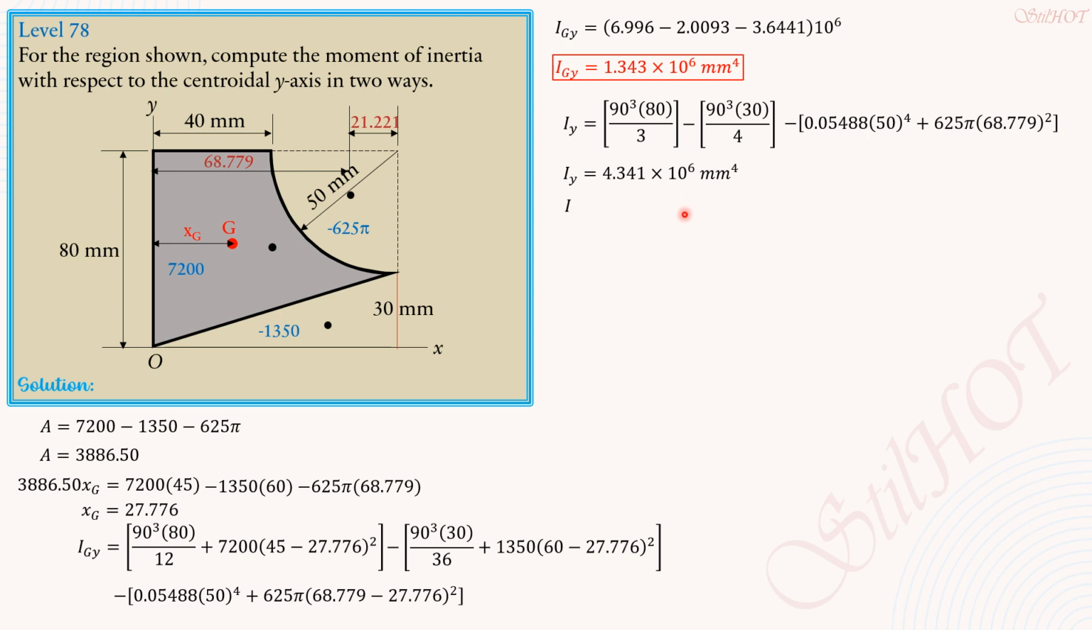Then equate to Iy equals Igy plus area xg squared, where area is 3886.5 and xg is 27.776 mm. So 4.341 times 10 to the 6 equals Igy plus 3886.5 times 27.776 quantity squared. So from there, we can solve for Igy, and we expect that's the answer also. So Igy equals 1.343 times 10 to the 6 mm to the fourth.